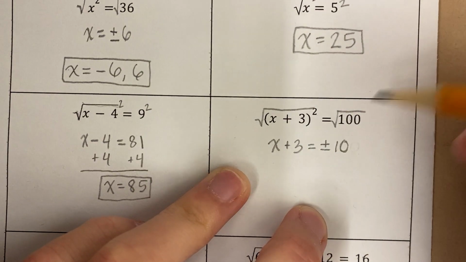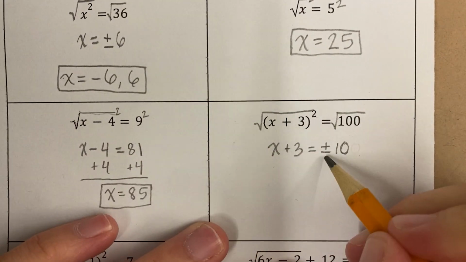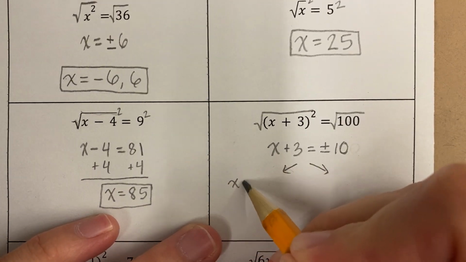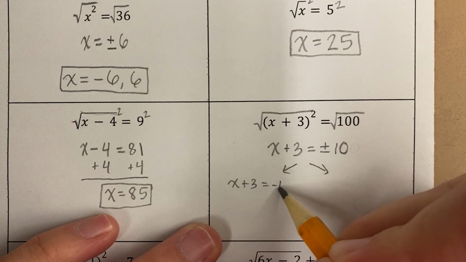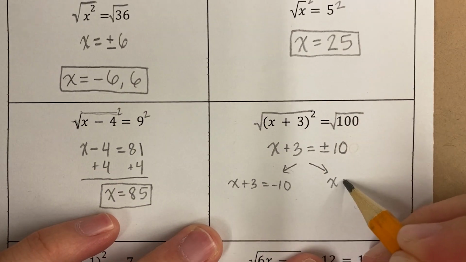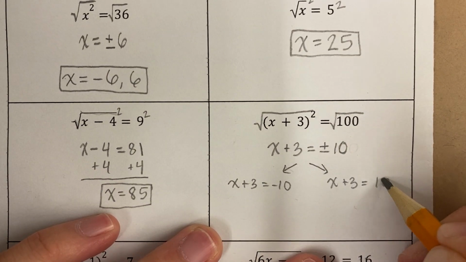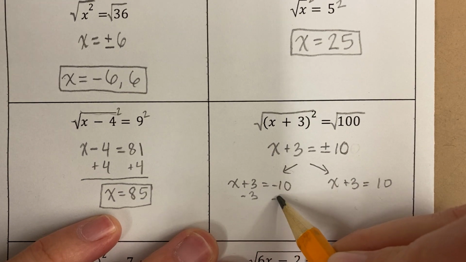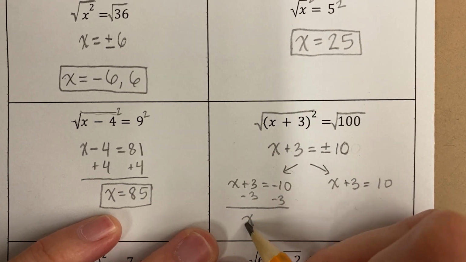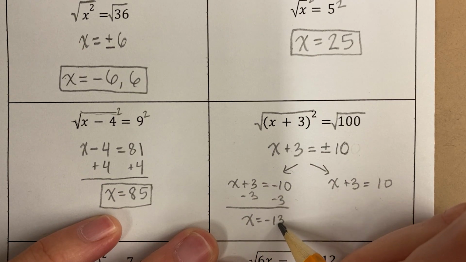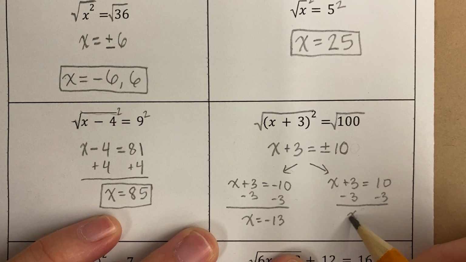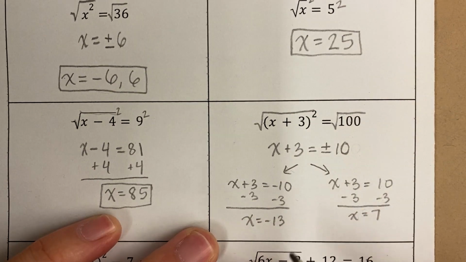You've got to remember to take the square root. This is plus or minus 10. When I see that plus or minus sign, that means this could be x plus 3 equals negative 10, or x plus 3 equals positive 10. Then I still need to get x by itself, so I'm going to subtract 3 from both sides. I get x equals negative 13, or x equals 7.